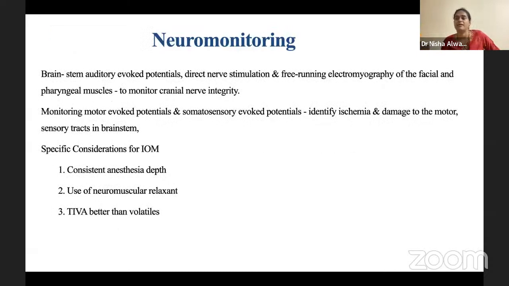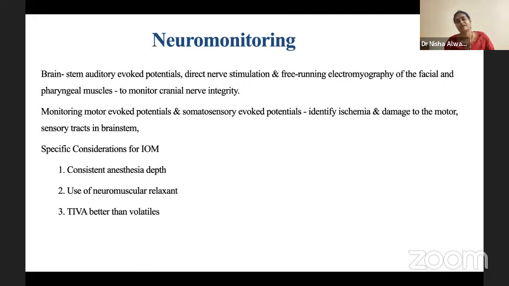Neuromonitoring, what would be required if it's going to be a vestibular schwannoma case? Now it's a standard of care to monitor the facial nerve as well as the fifth nerve. The integrity of these cranial nerves is important. So we have a free-running EMG as well as direct nerve stimulation to locate those nerves. Apart from that, for the brainstem integrity, we do a BERA, which is brainstem auditory evoked potentials. Apart from that, for the tracts in the medulla, we can have MEP as well as SSEP, that is motor evoked potentials and somatosensory evoked potentials.